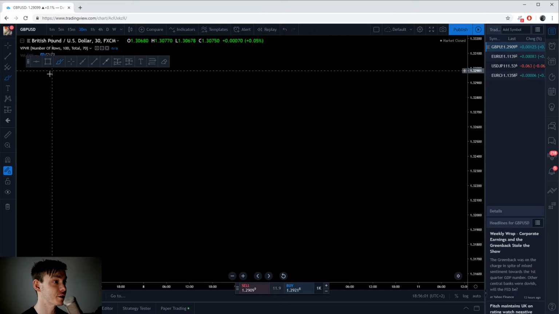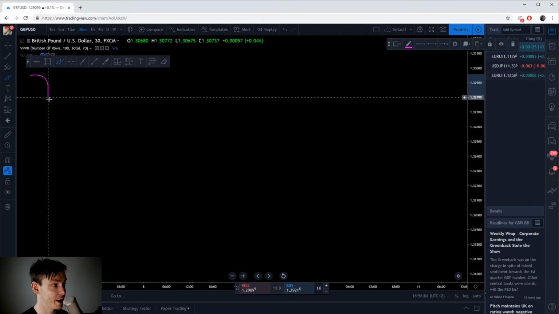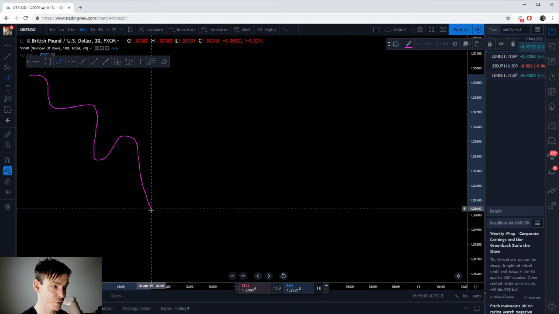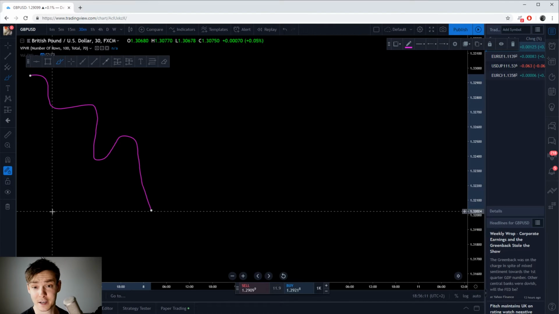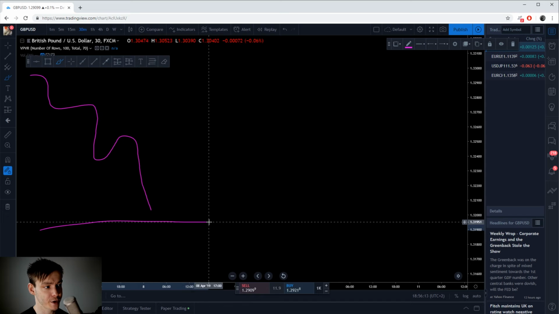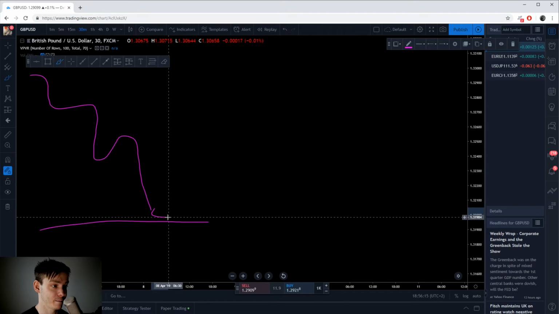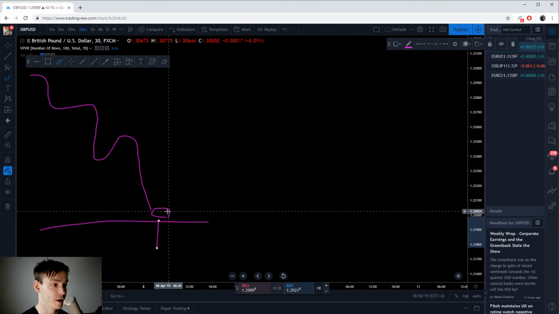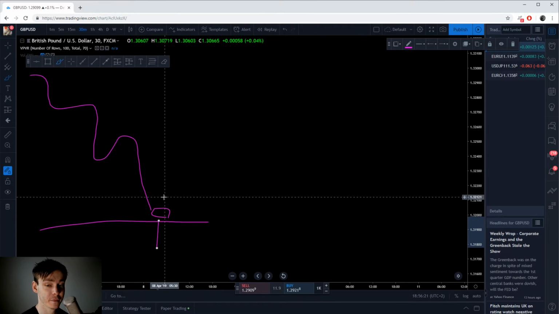So let's start with the hammer. The market is going down in some downtrend, and let's say that we hit some important support here and the market forms a hammer. We have a body and a wick, and generally it's said that the wick should be 2 times larger than the body of the hammer.